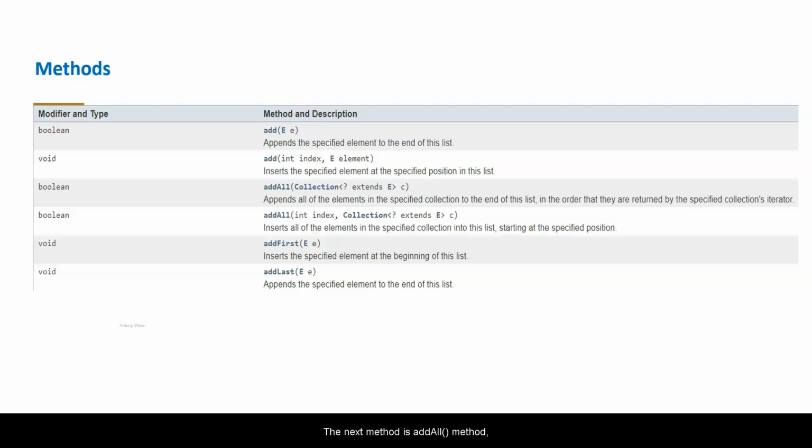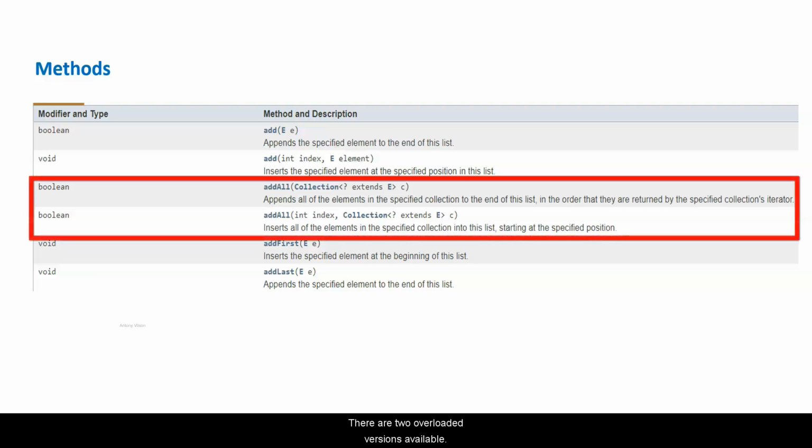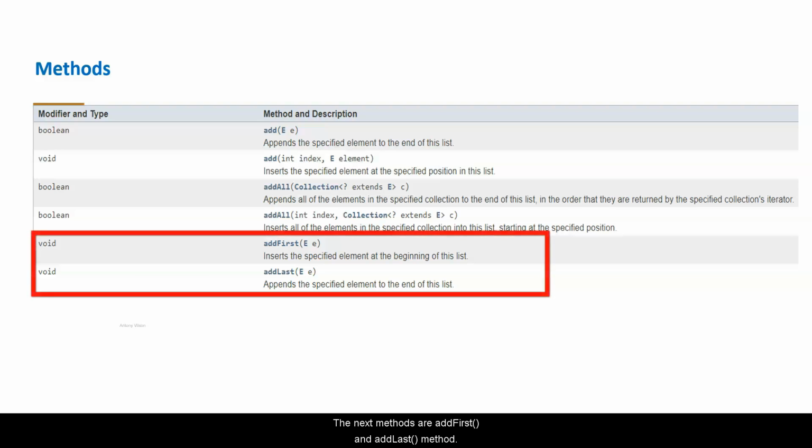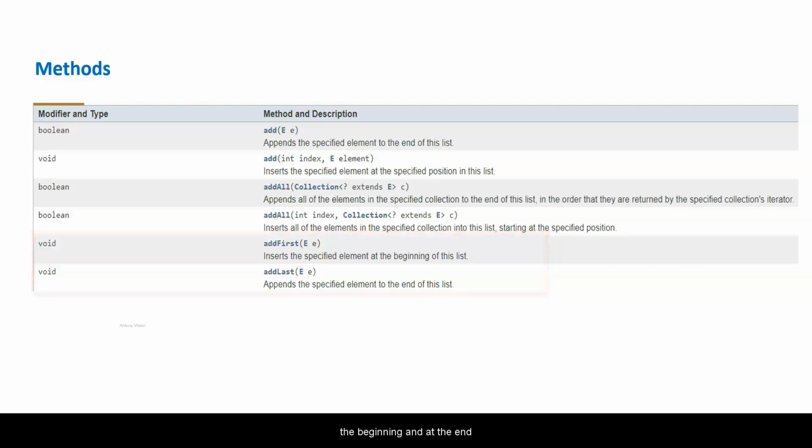The next method is the addAll method, which allows us to add multiple elements at the same time. There are two overloaded versions available. The first one can be used to append the collection to the existing list. The second form can be used to append the collection at the specified position. And this method is quite useful when working with multiple collections. The next methods are addFirst and addLast methods. They are used to add at the beginning and at the end respectively.